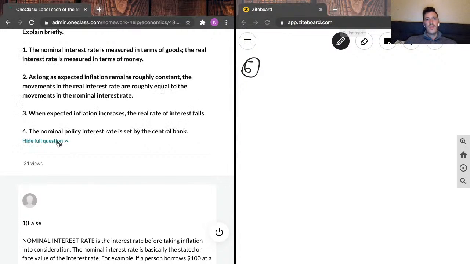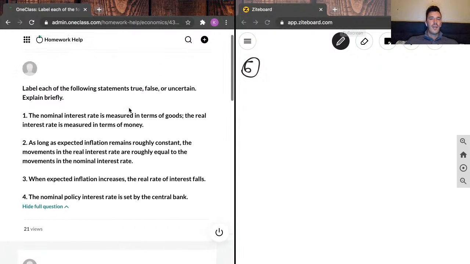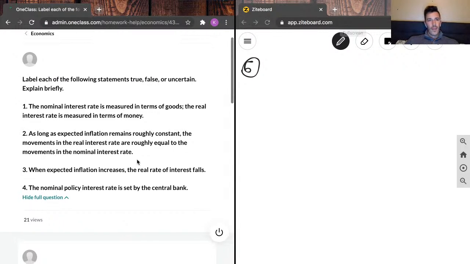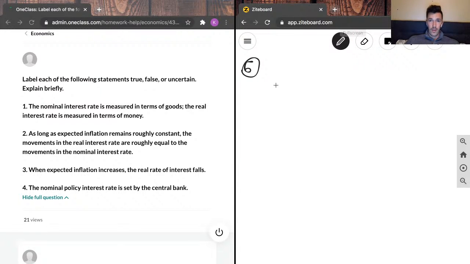Question 6 reads, label each of the following statements true, false, or uncertain, and explain briefly. So 1, the nominal interest rate is measured in terms of goods. The real interest rate is measured in terms of money. That's false. We did kind of go through this earlier. The real interest rate is approximately equal to the nominal interest rate minus expected inflation.